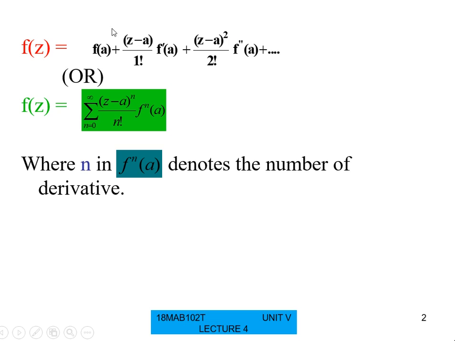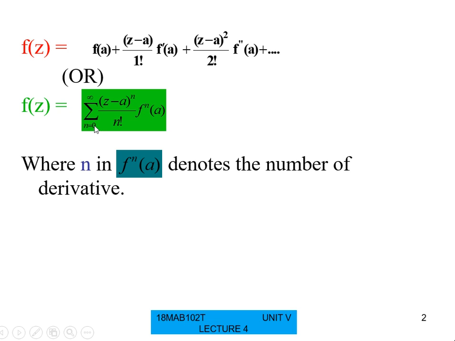The function f of z is equal to f of a plus (z minus a) whole power 1 by 1 factorial f dash of a plus (z minus a) whole square by 2 factorial into f double dash of a plus etc. Now, in the third term, there is the next derivative, that is (z minus a) whole power 3 by 3 factorial f third derivative of a.